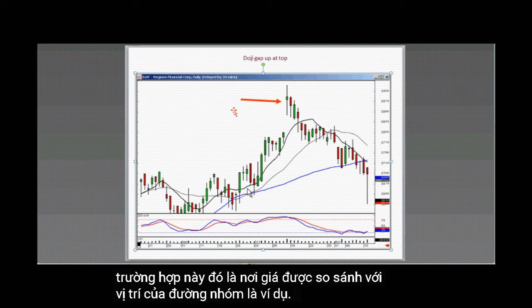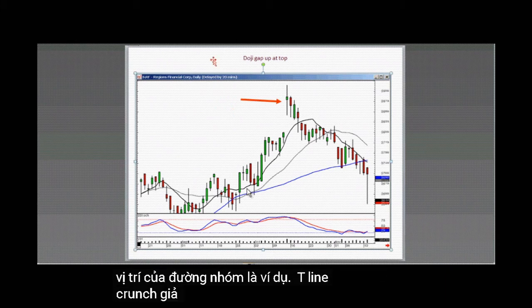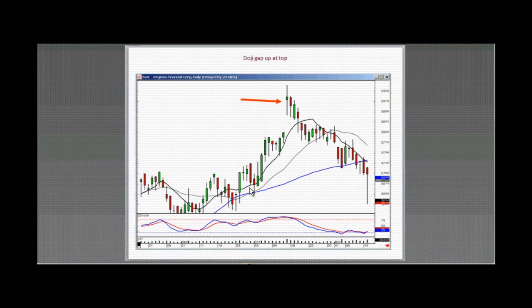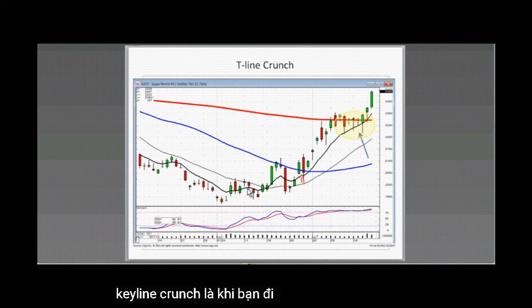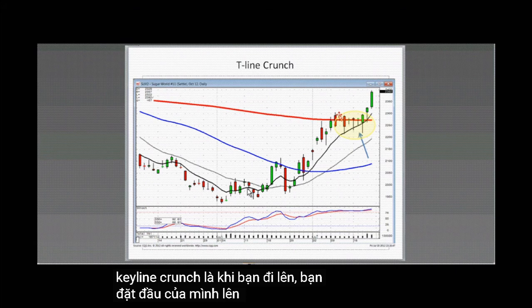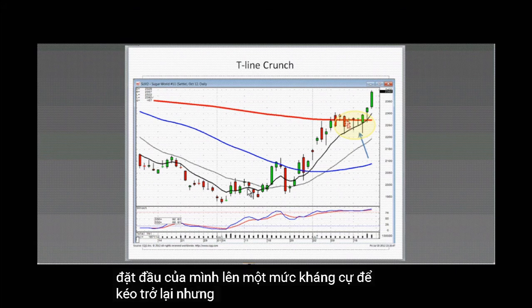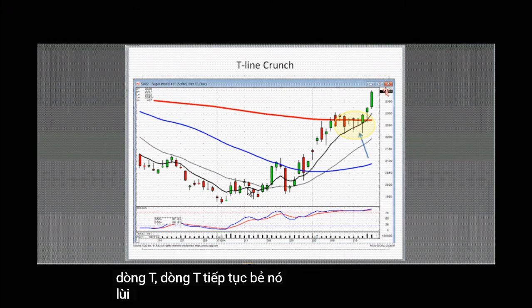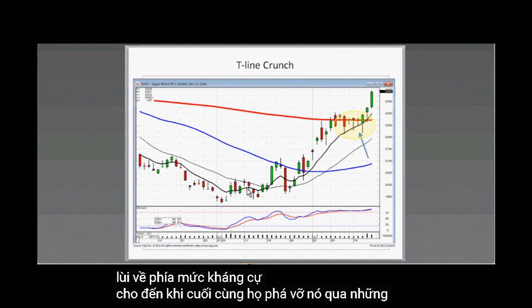Example of T line crunch. Let's go back to the T line crunches again. T-line crunch is when you've come up, you've butt your head on a resistance level, it pulls back, but it won't go back below the T-line. The T-line keeps crunching it back up toward the resistance level until they finally break it through.